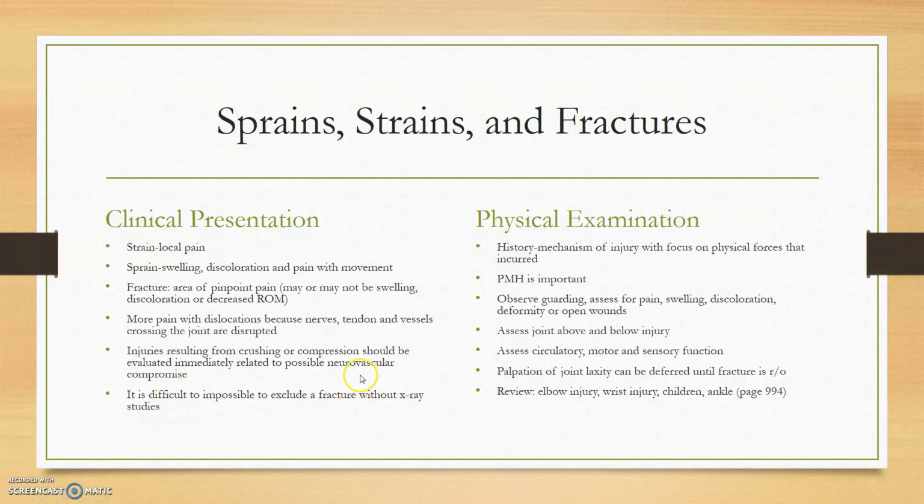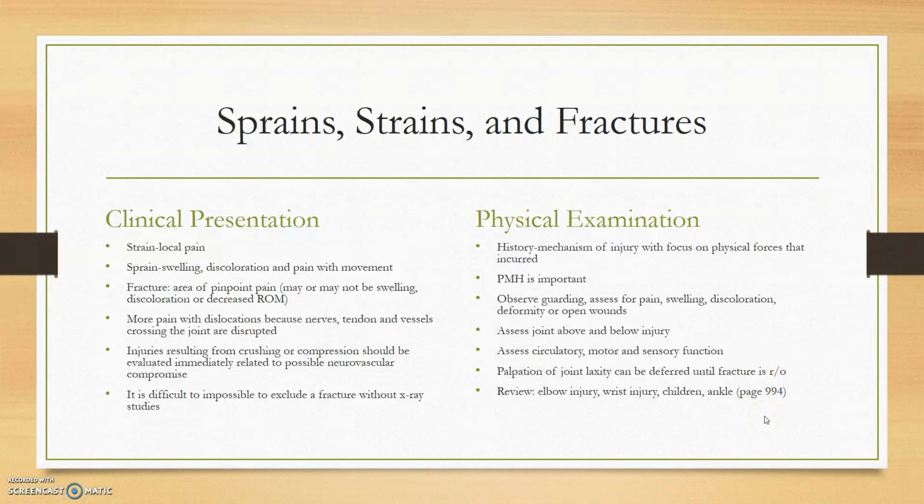Injuries resulting from crushing or compression should be evaluated immediately related to the neurovascular compromise. So that history is so important, and just looking at the physical forces that occurred. It is difficult to impossible to exclude a fracture without an x-ray study, and really we're talking about a closed fracture. Open fracture, it's obvious, the bone's hanging out.